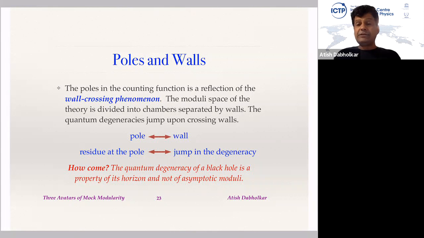But this raises another puzzle, because the quantum degeneracy of a black hole is a property of its horizon alone. And we believe that that's why black hole entropy was so important. We believe that we are learning something about really fundamental quantum degrees of freedom of quantum gravity. And so why should it depend on the moduli of some K3 and so on, which really has nothing to do with the horizon of the black hole? And so why does it depend on the asymptotic moduli?